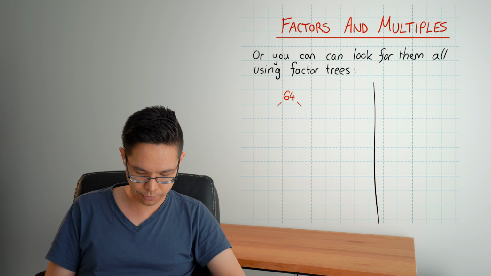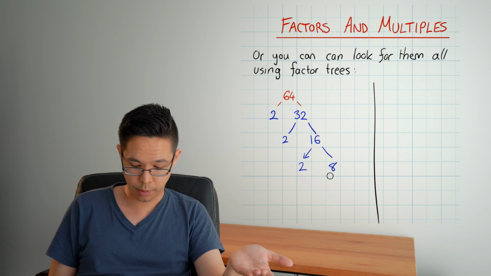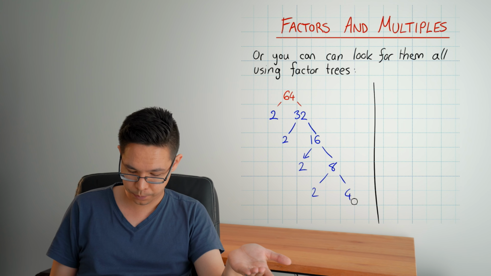That's how I've come up with 32. Okay, so I've already found 2 factors, but can I also break 32 into smaller factors? Yes, I can. It's an even number, so let's bring out another 2. 2 times what gives me 32? Well, 16 will give me that. Okay, 16 is another factor. Can I break that down as well? Yes, I can. It's also even, so I'll get 2 and 8. Can I break 8? Yes, I can. 2 and 4. Can I break 4? Yes, it's 2 times 2.